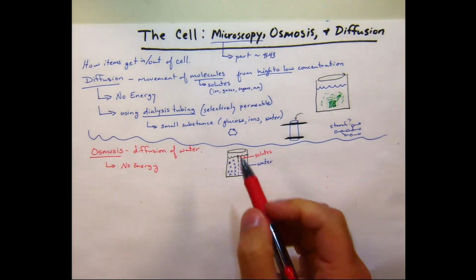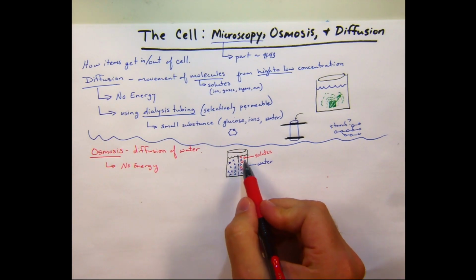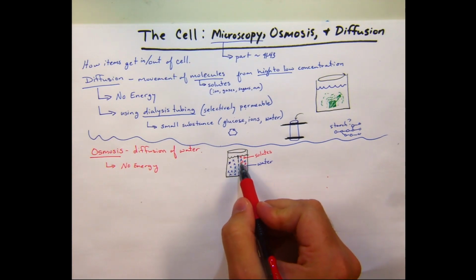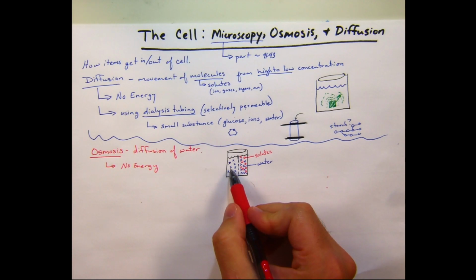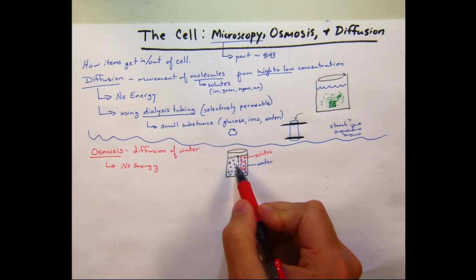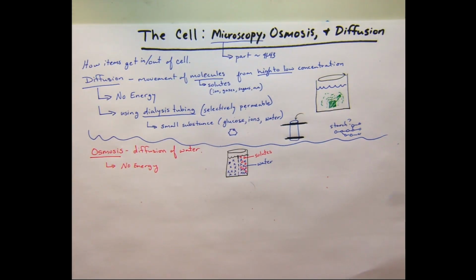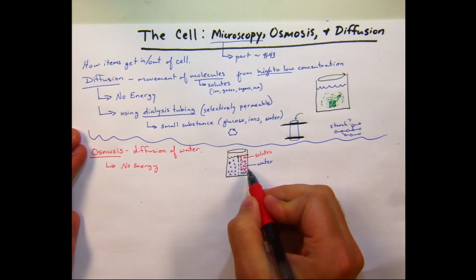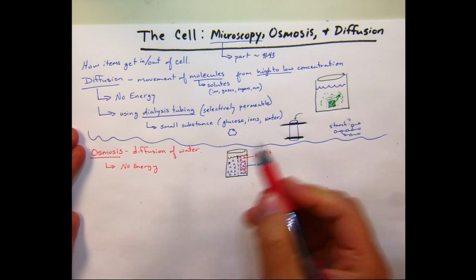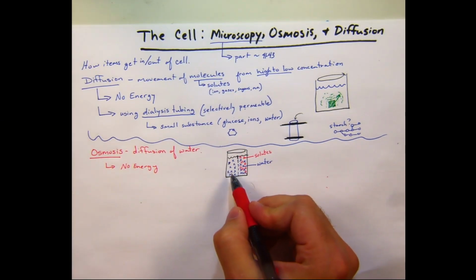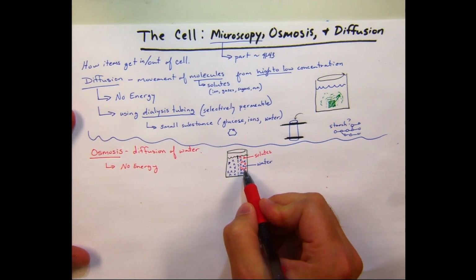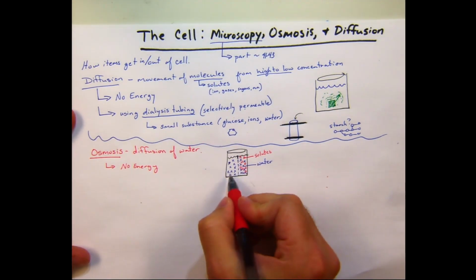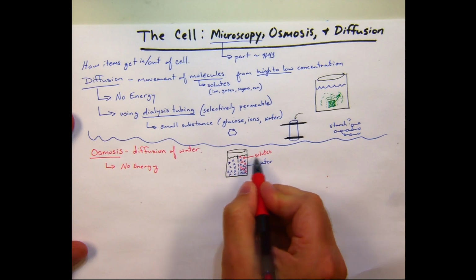Now for this example, these red solutes are too big to cross that semi-permeable membrane over here, even though they want to due to diffusion. But water can go through that semi-permeable membrane. We have more water on this side than this side. Most of the time when dealing with osmosis, you talk about water wanting to go to where there's less water. You can also say this: water wants to travel to where there's more solutes.